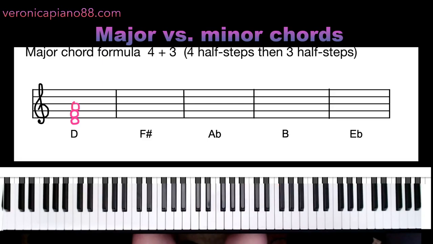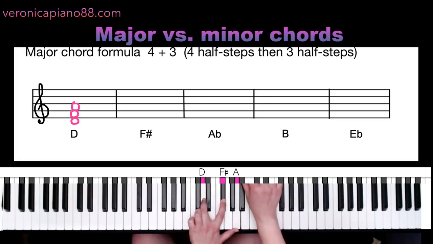D, F, A. Now let's see if we need any sharps or flats. Start at D, count 4. 1, 2, 3, 4. 1, 2, 3. D, F sharp, A. So I need to add a sharp to my F in the middle.